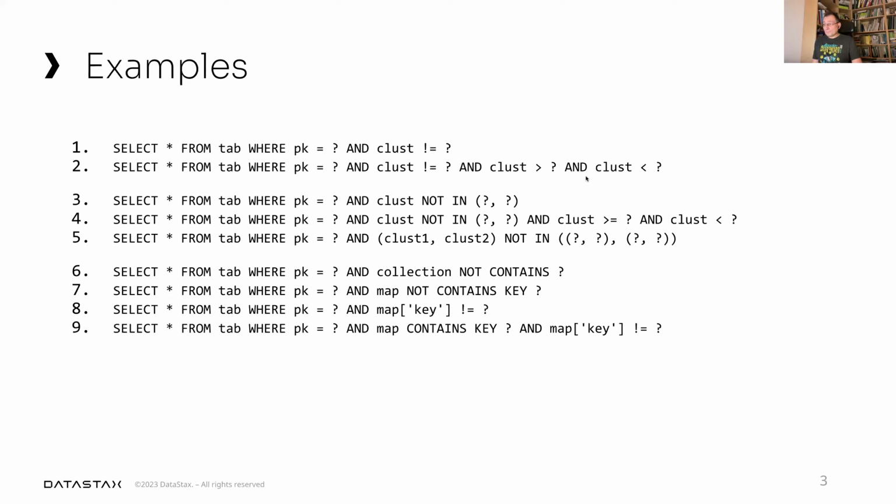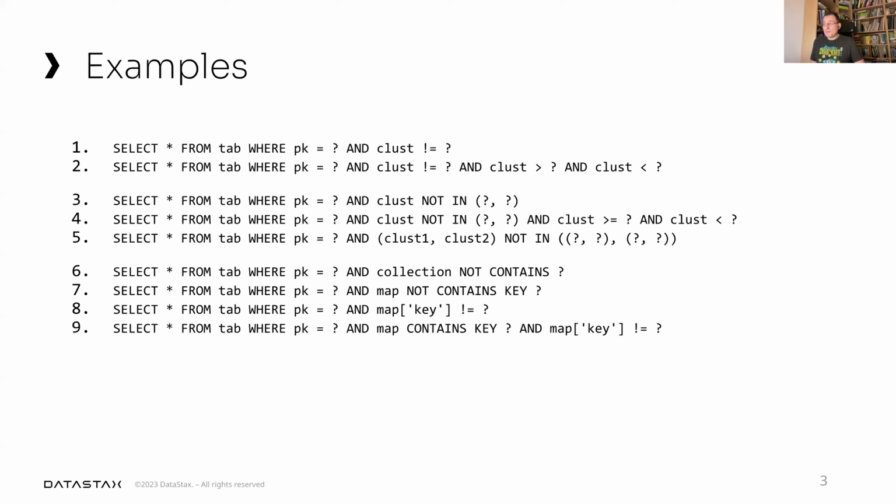It works for multi-column restrictions as well. So you can specify multiple clustering columns in a single NOT IN clause, like in the fifth example. And then there is a set of NOT CONTAINS operators that works for collections: lists, sets, maps, map keys, map values, and map entries.